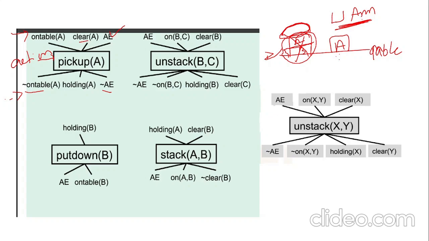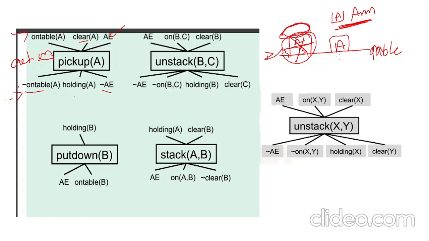Okay, so if I pick up the arm, now what are the effects we are having? Arm empty. Now arm is not empty, so that way negation of arm empty. Now it is holding A, the arm is having A in this one, and now on table A is negation. So now we are not having A on the table. So this is for the pick up A.